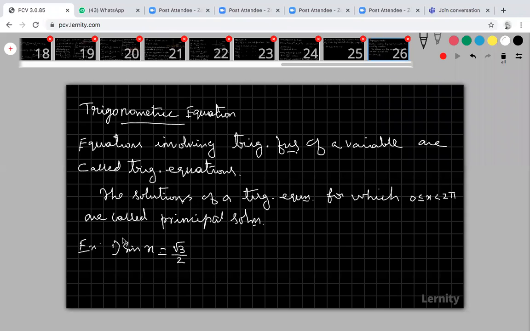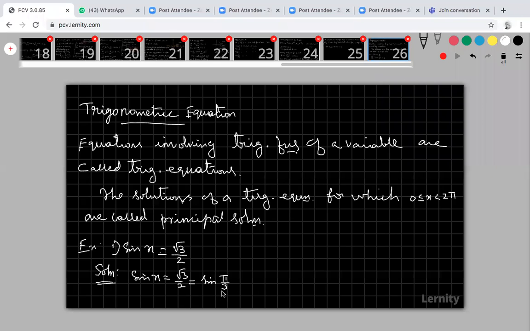Right. So now sin x is equal to root 3 by 2. This is a trigonometric equation. What is a trigonometric equation? An equation involving trigonometric functions. This equation involves the trigonometric function sin x, so it is a trigonometric equation. How to solve it? Look at that, sin x is equal to root 3 by 2. Which angle has sine equal to root 3 by 2? That is sine of pi by 3. Sine of pi by 3 is root 3 by 2.